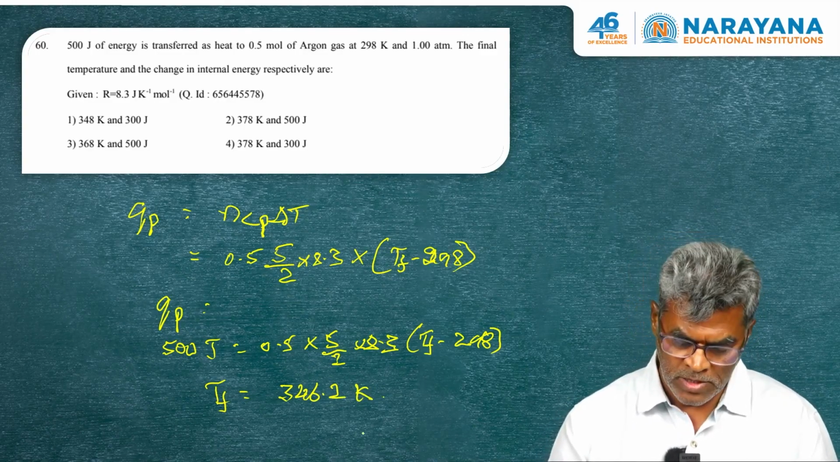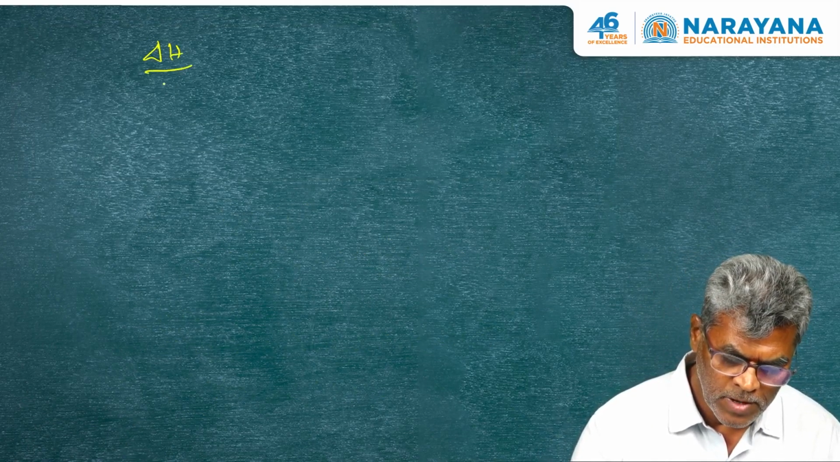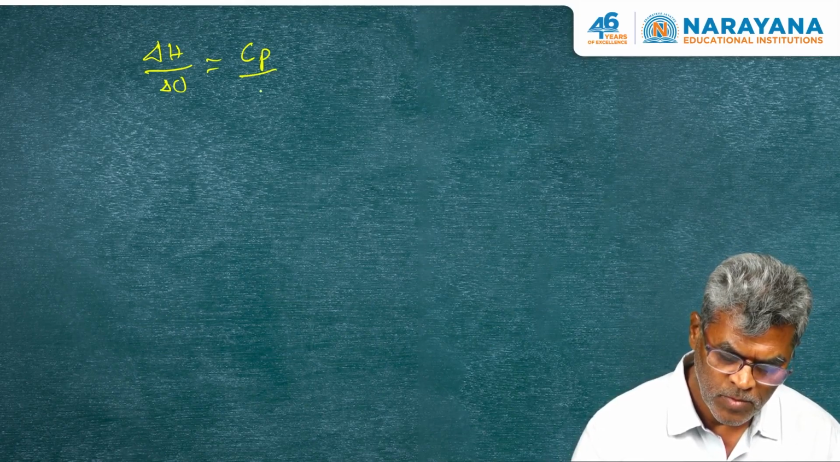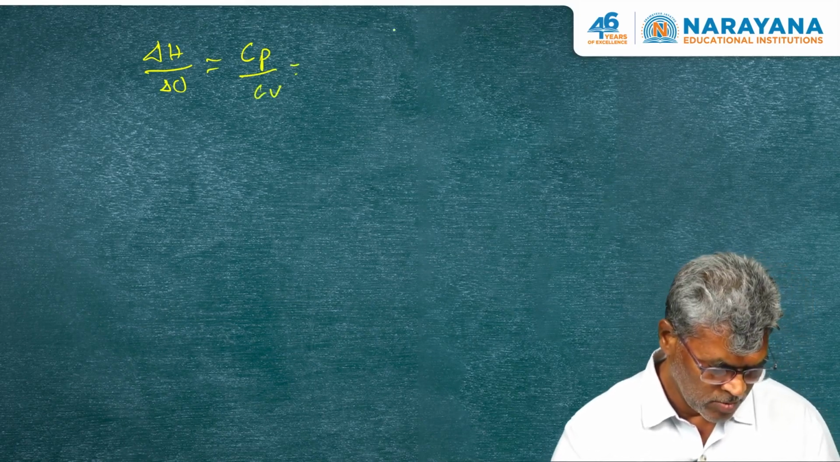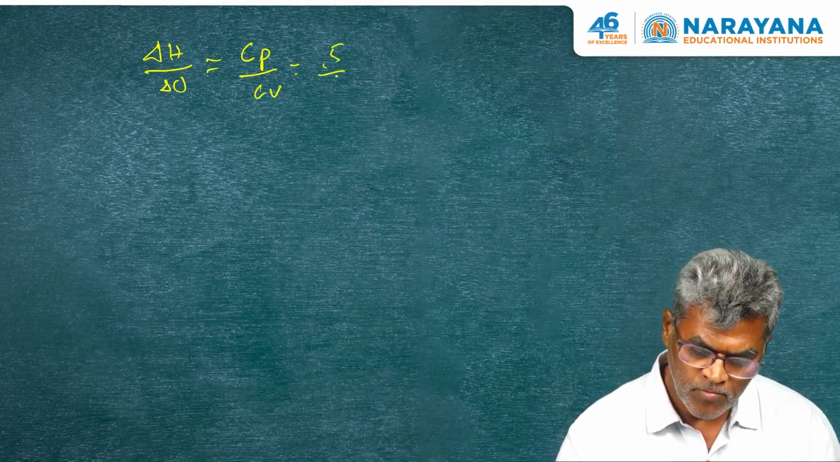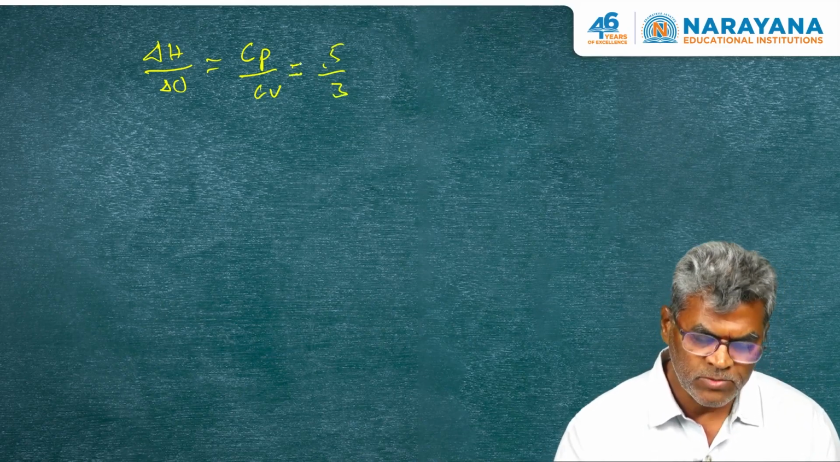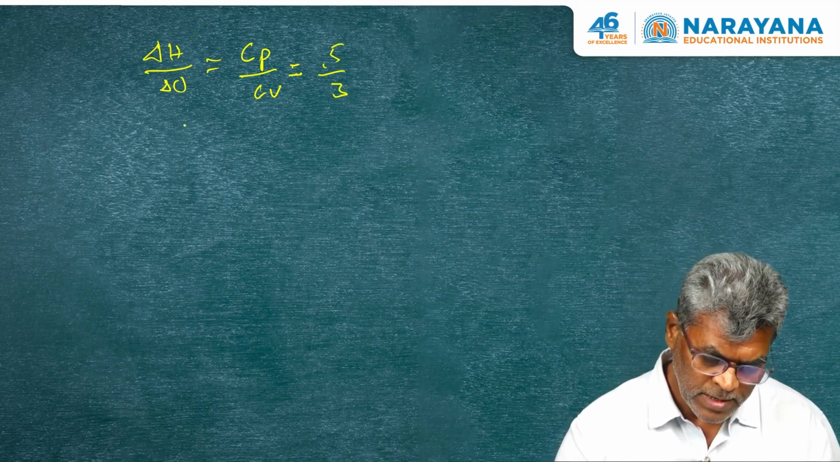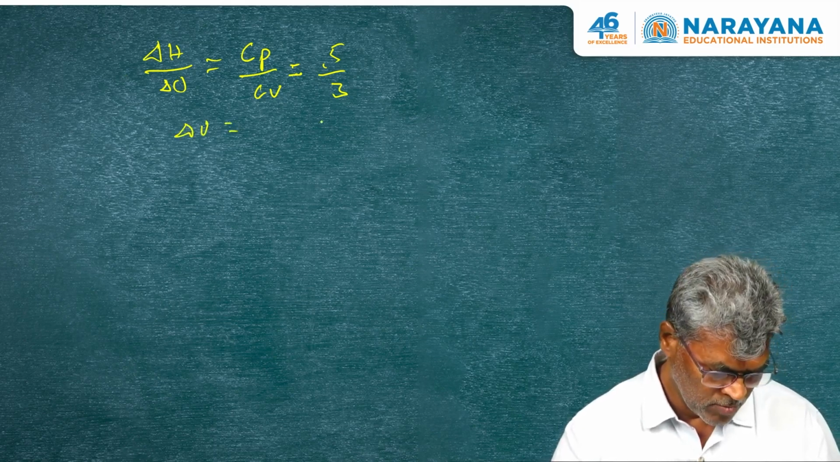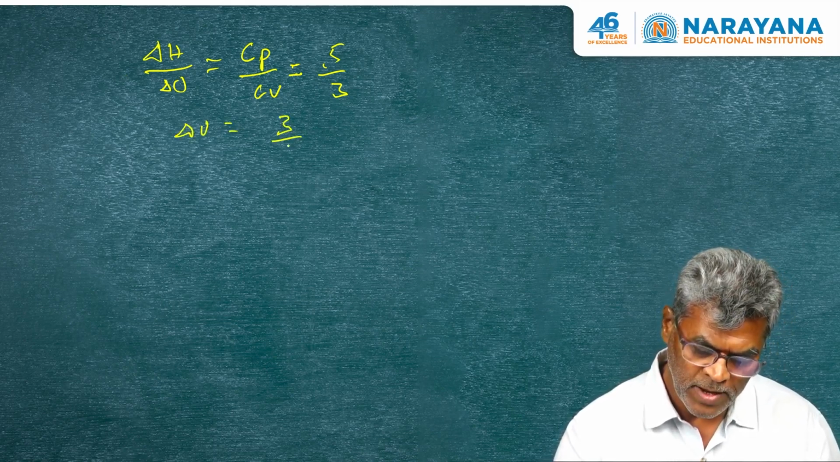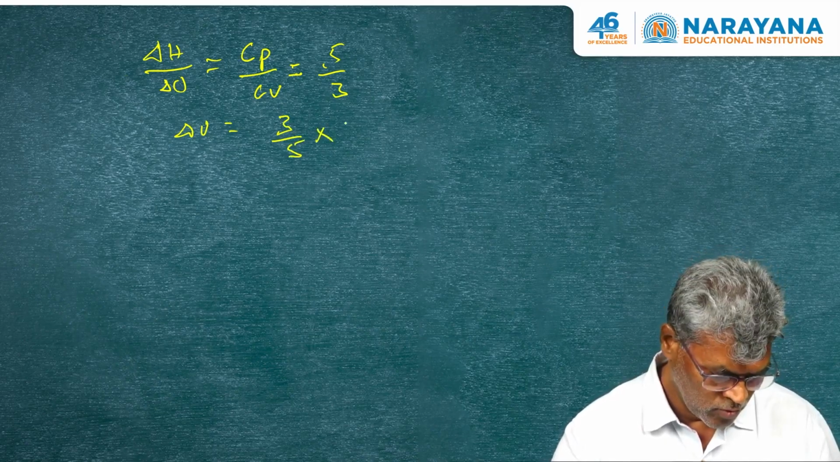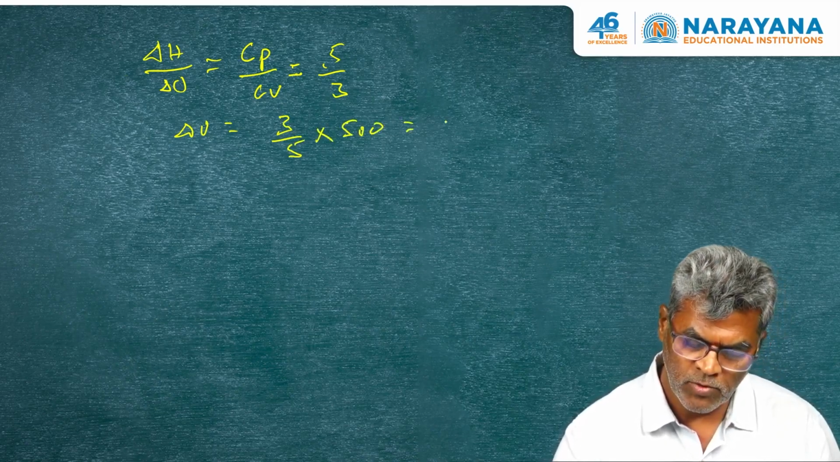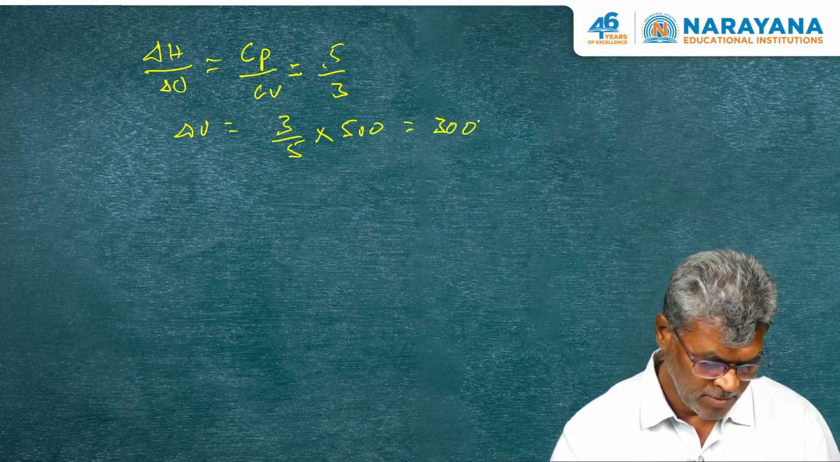That is T final. Now, delta H by delta U is equal to Cp by Cv, which is equal to 5 by 3. This is the conceptual part, right, 5 by 3. So, if you substitute, delta U becomes 3 by 5 into 500. So, it will be 300 joules.